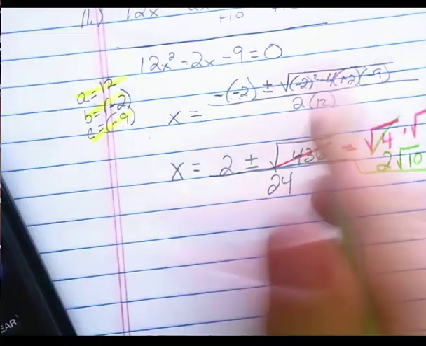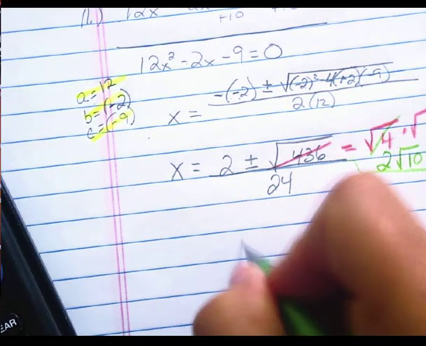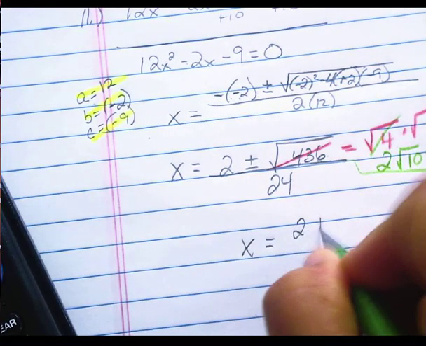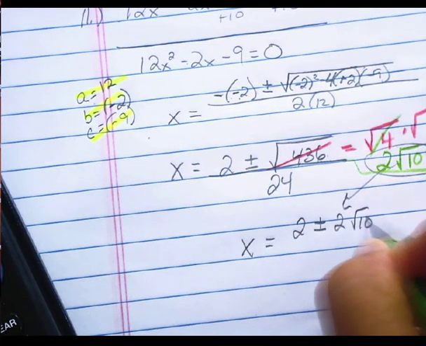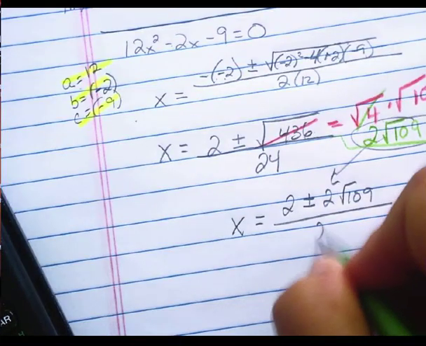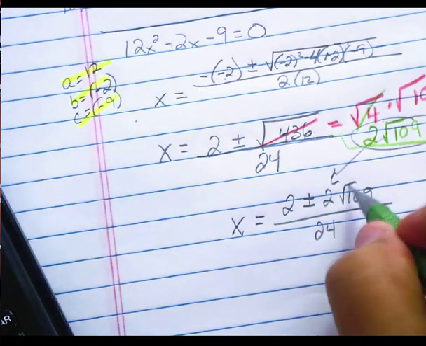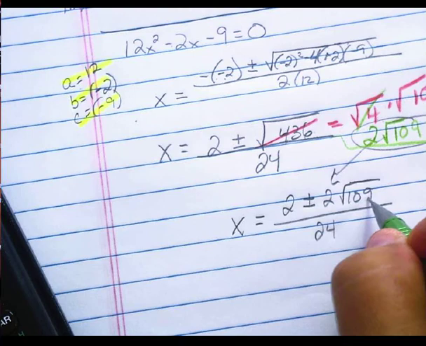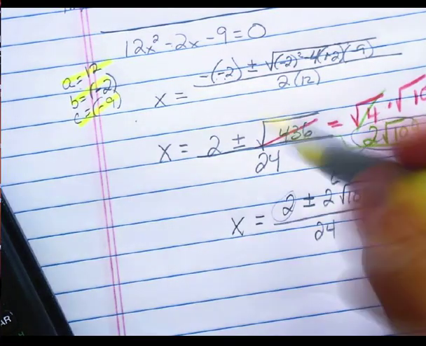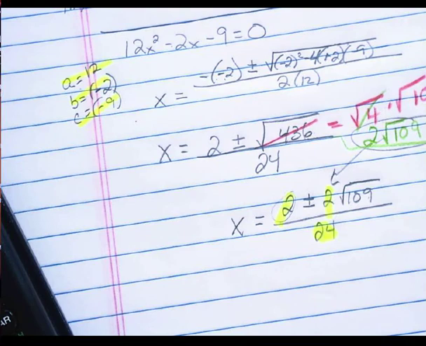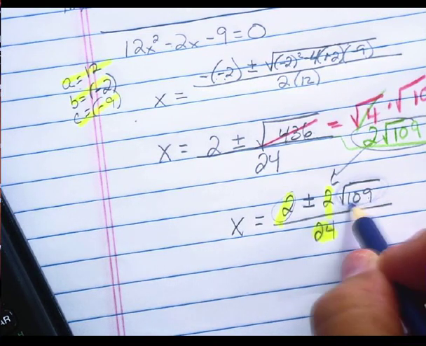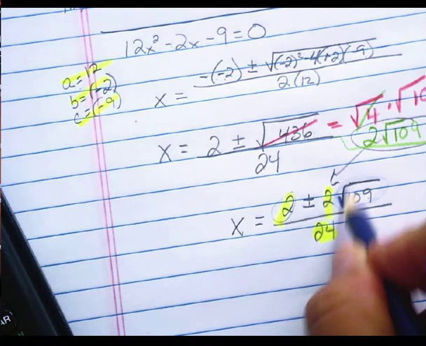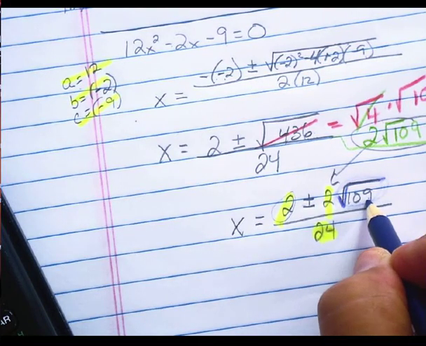That's all. So now I'm going to rewrite the problem using that simplified form. So I have 2 plus or minus, and take that, bring it down, 2 radical 109, all over 24. The final step, the radical simplified, is I look at my numbers. My 2, 2, and 24 are all even numbers, so they can be reduced by 2. So in other words, you're simplifying fractions. You cannot do anything inside the radical, because you cannot simplify numbers outside the radical with numbers inside the radical.